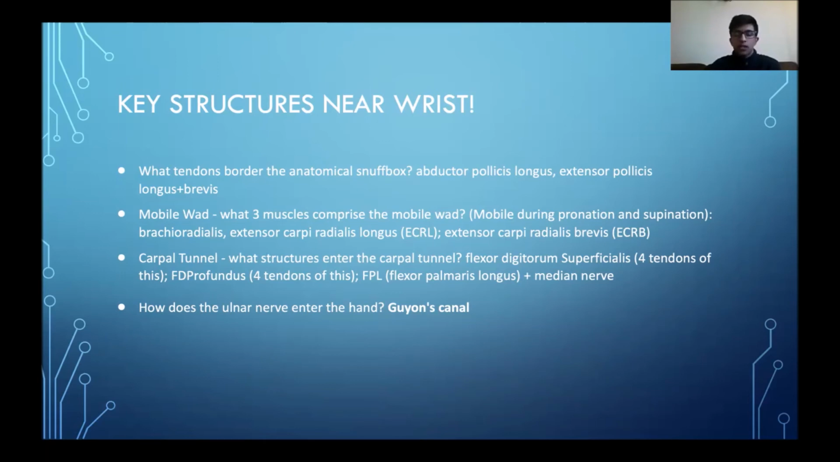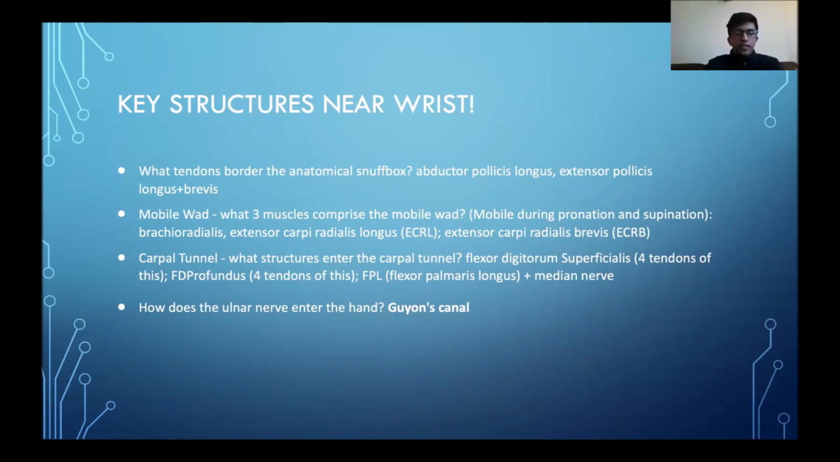So you have an abduction of your thumb. Pollicis is thumb. I did not know this until too late, guys. Pollicis is just thumb. So you have abductor pollicis longus. So you have a muscle that's abducting the thumb, and it's long. You have extensor pollicis longus and brevis. So you have two muscles that are extending the thumb, that makes sense. Extending the thumb, and they're long and short.